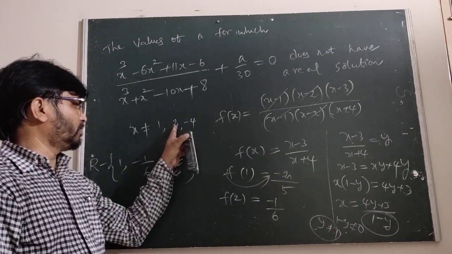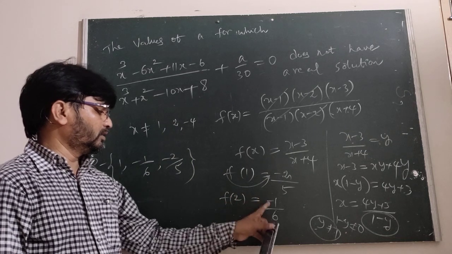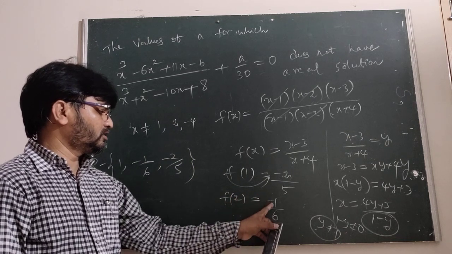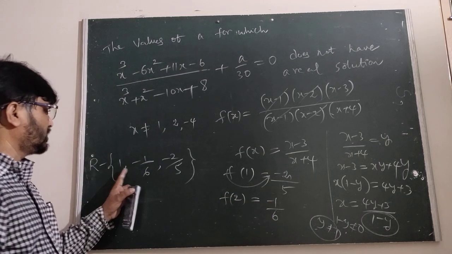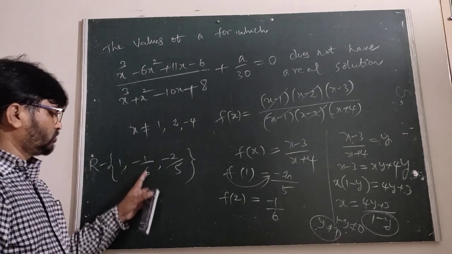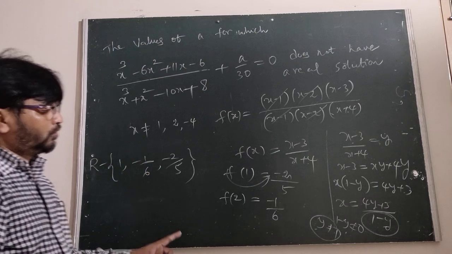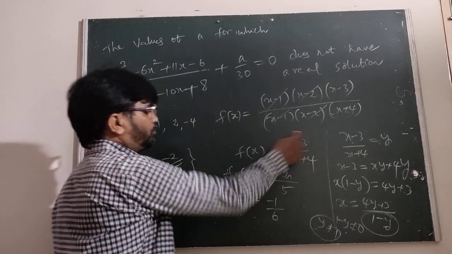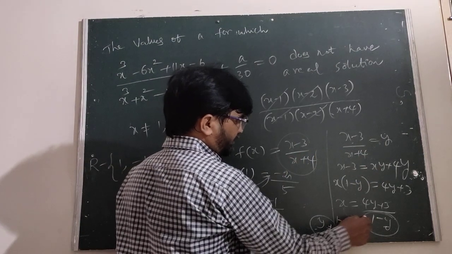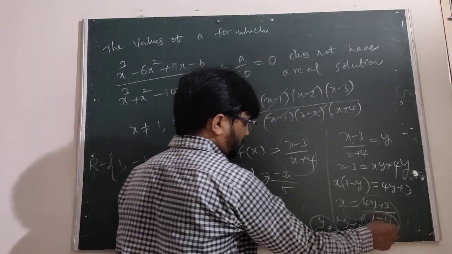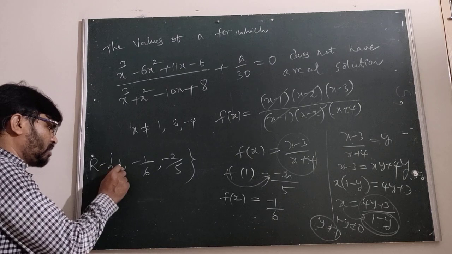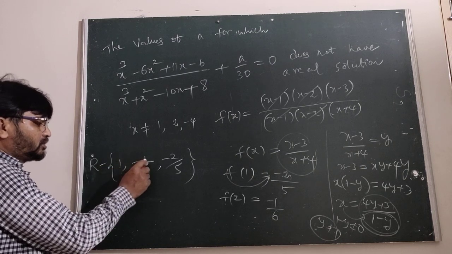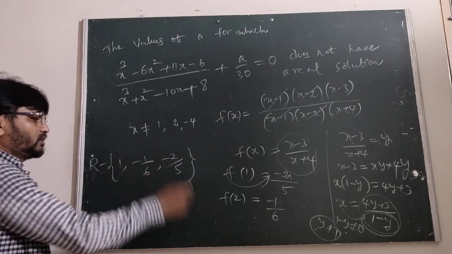Here the domain is R minus {2}. Here we can observe minus 1 by 6. The range does not contain minus 1 by 6. But we can take the function completely. We are getting the range, the image of the function, where y is not getting 1. Therefore the range is R minus {1, minus 1 by 6, minus 2 by 5}.